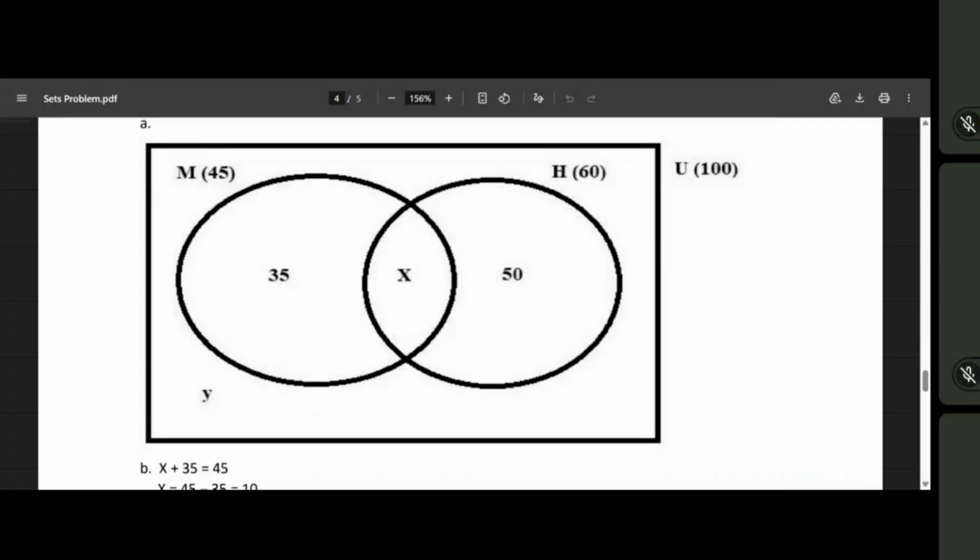Okay. So for the Y, I added 45 plus 60. Where did you get a 65 from? So I added 45 plus 60, 65. Plus Y equal to the universal set. And I still had 5 to be Y.